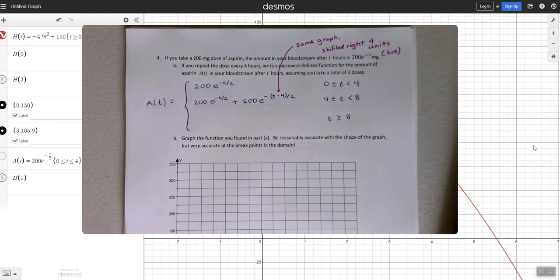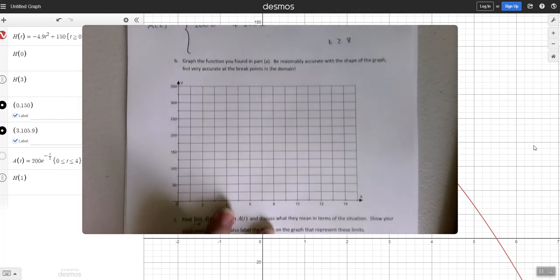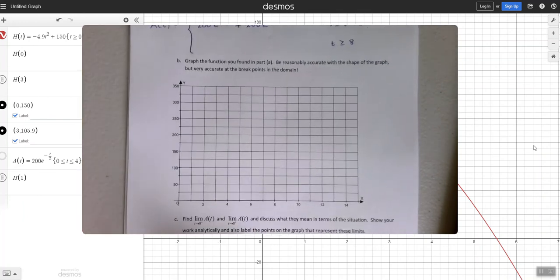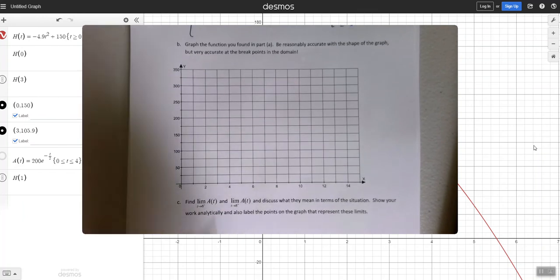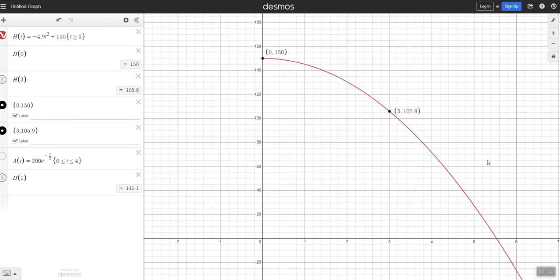All right, in part B, we're asked to graph the function that we found in part A. It says be reasonably accurate with the shape of the graph, but be very accurate at the break points in the domain. So at the 4 and the 8. Okay. I've started this out for us on Desmos. Let me go over to this. And I'm going to turn off some of the stuff we've been using.